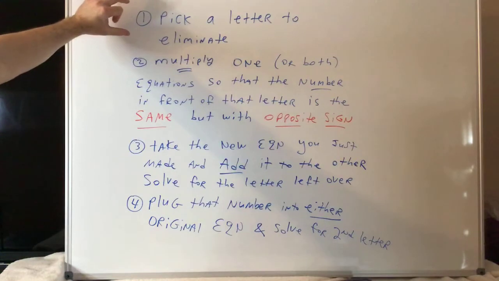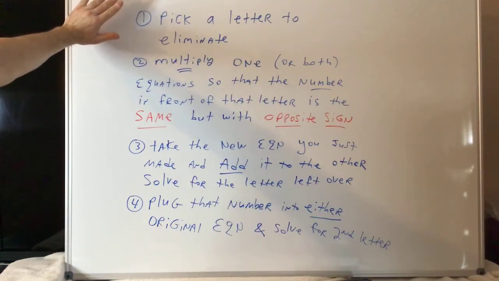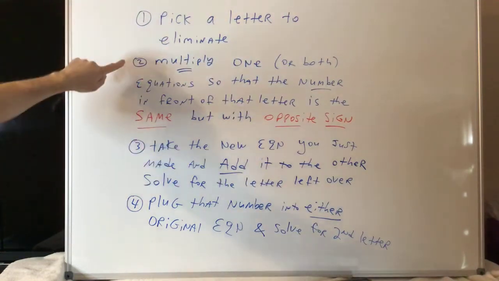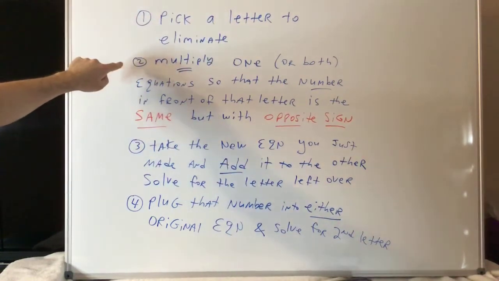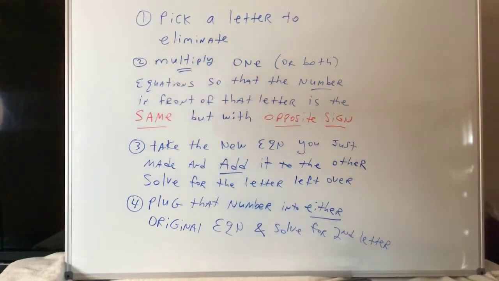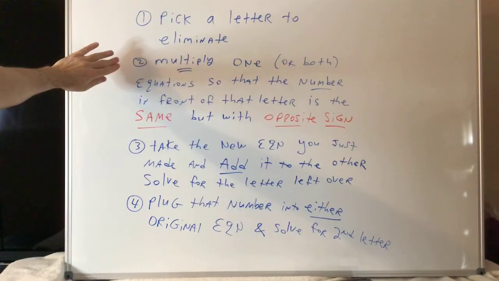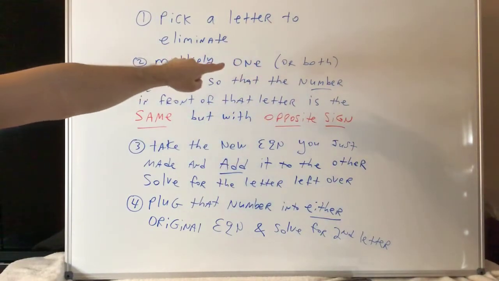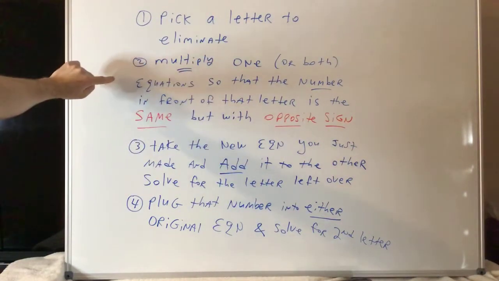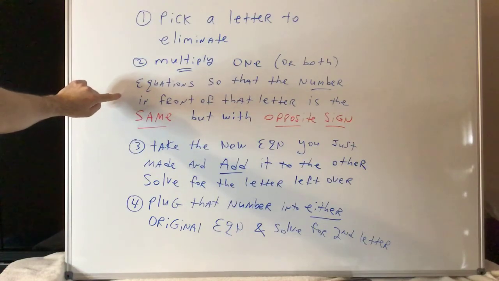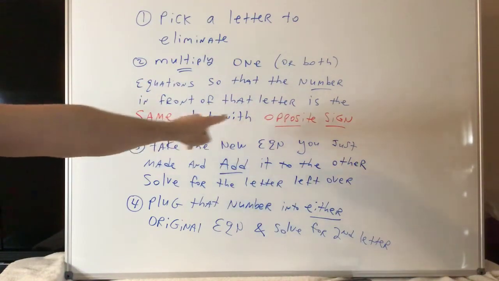So, you have to make a decision here about what letter you're going to go after. I put that step there separate because it's not a trivial step. You got to think about what letter makes sense to eliminate. Once you've done that, you want to figure out what you want to turn the number into. In order to do that, you have to multiply one, and it's possible you might have to multiply both equations so that the number in front of the letter you're trying to eliminate is the same but with opposite sign.